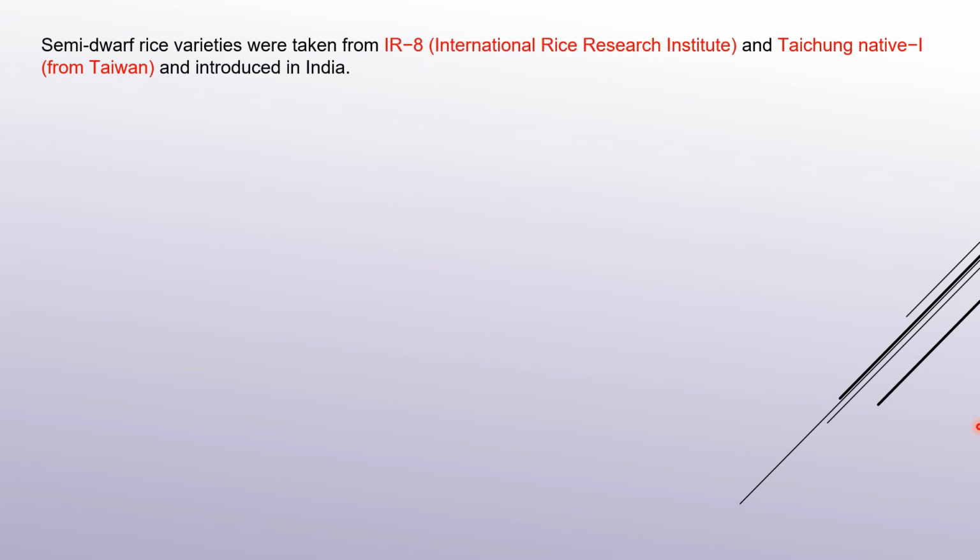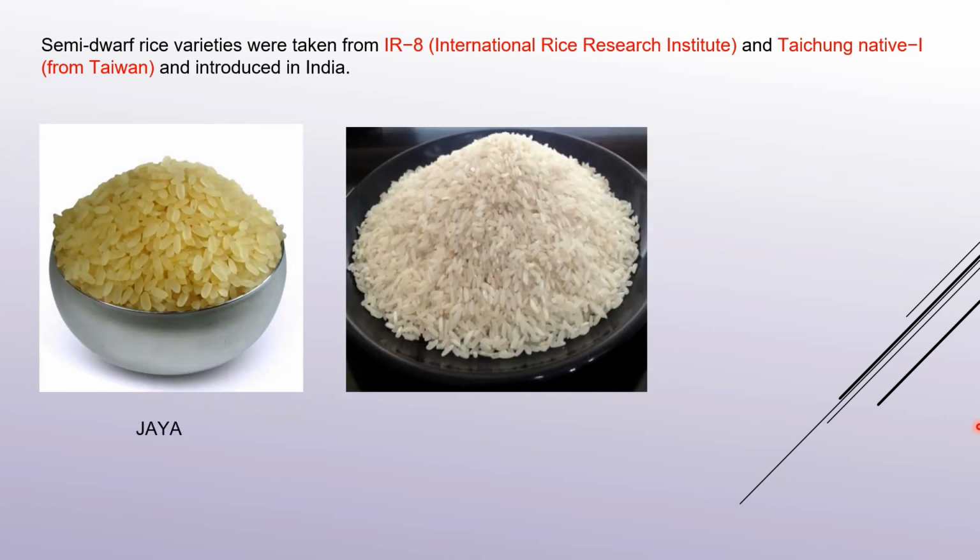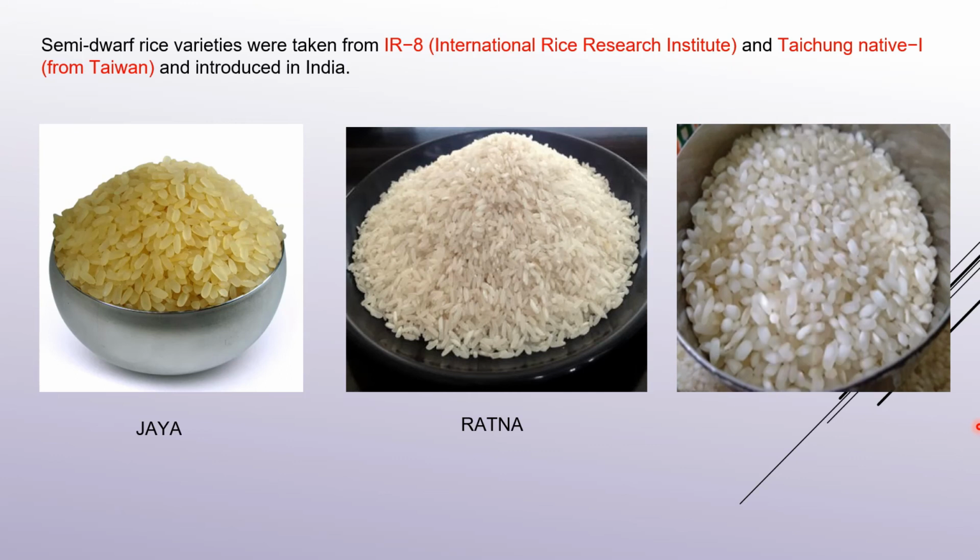Semi-dwarf rice varieties were taken from IR8, that is International Rice Research Institute, and Taichung Native 1 from Taiwan, and were introduced in India. The semi-dwarf rice varieties are Jaya, a very simple name to remember, Ratna, and the third one is Padma. So remember semi-dwarf rice varieties Jaya, Ratna and Padma.